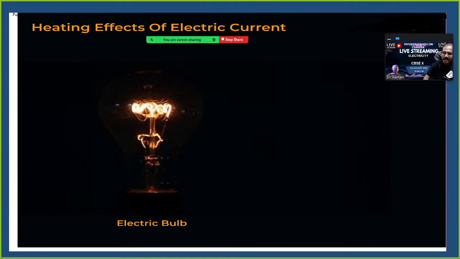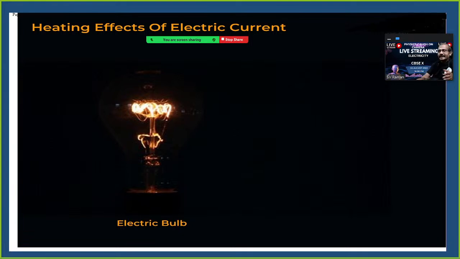Next, heating effect of electric current. This is one of the very important chapters and very easy to analyze. Based on that, the CBSE board is asking questions. Then we will see what kind of questions, and after this we are going to learn what the CBSE question paper asks related to electricity. Those questions we are studying today.